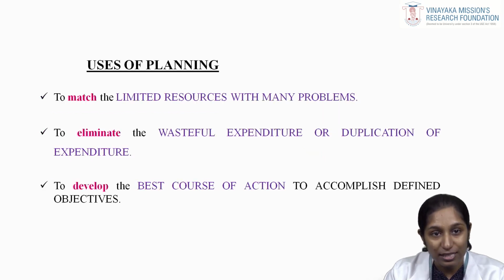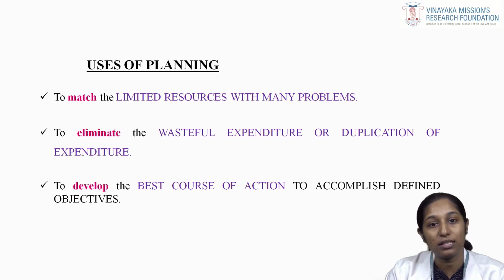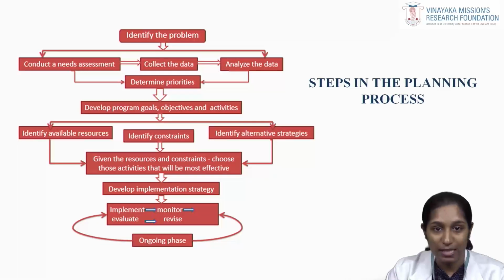Now, after discussing the types of health planning, it is easier to understand why health planning is important. It helps us to match the limited resources with many problems. N number of problems with limited resources, we can manage it. It helps to eliminate wasteful expenditure or duplication of expenditure, and to develop the best course of action to accomplish the defined objectives. Here we have the steps in the planning process, otherwise called the planning cycle.